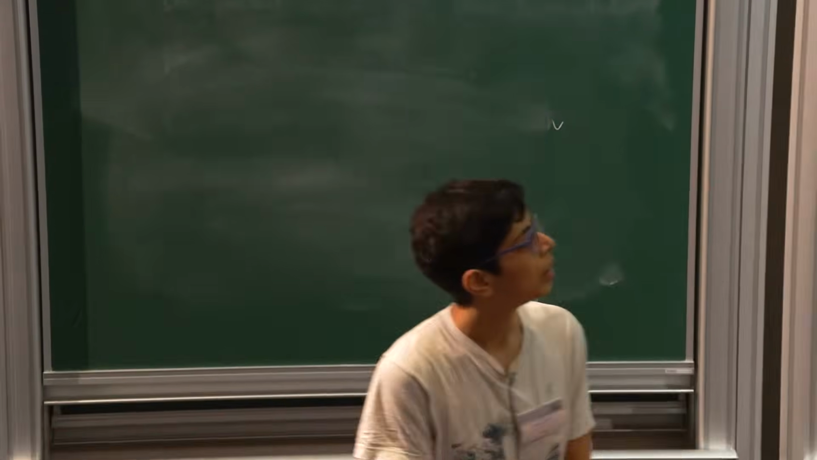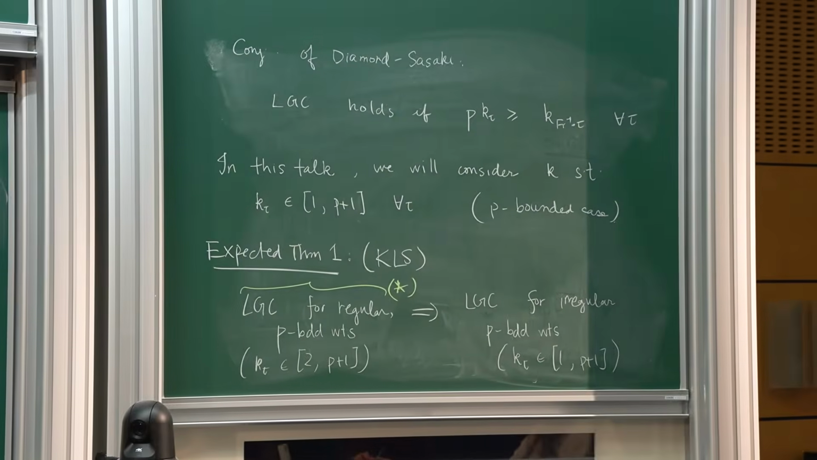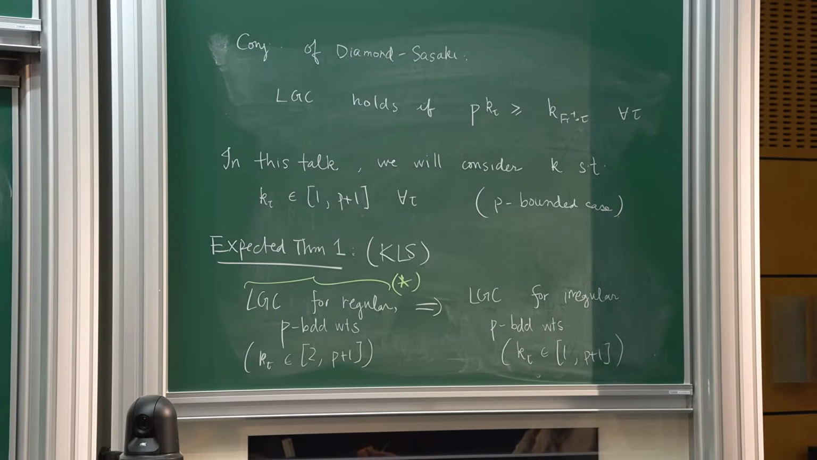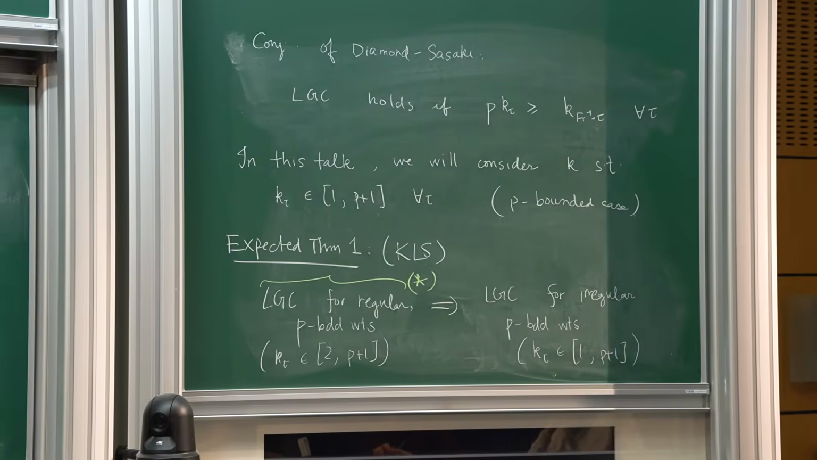I have a question. Yeah. But the right-hand side is a bit outside the range of the conjecture of Diamond-Sasaki. That's correct. So you kind of expect it holds a bit more generally. Yes. Yes. So maybe not out in the wide world, but some optimization can be done. Yes.